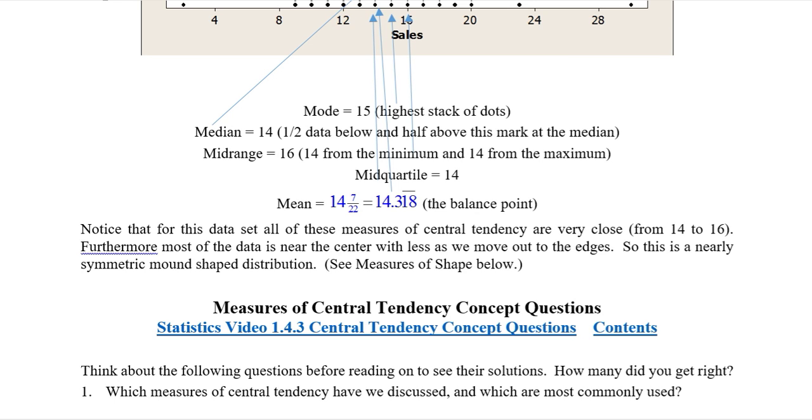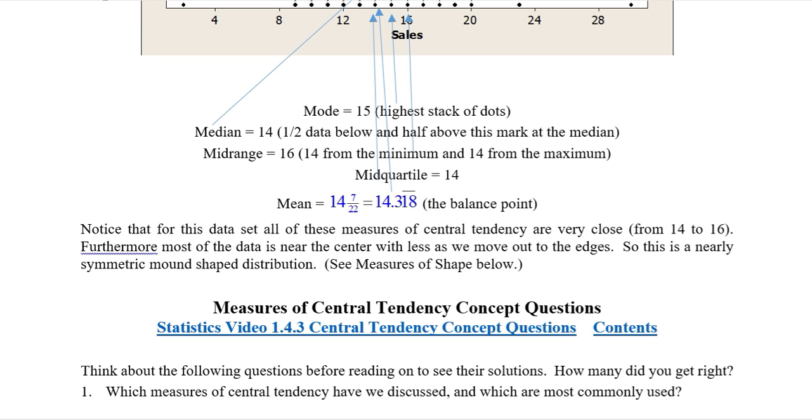In this video, we're going to continue to talk about measures of central tendency. In our last video, we talked about how to compute the various measures of central tendency that we've been talking about. And in this video, we're going to continue to talk about these same concepts, but I'm going to ask you a series of questions to see if you really understand deeply what these concepts actually mean.